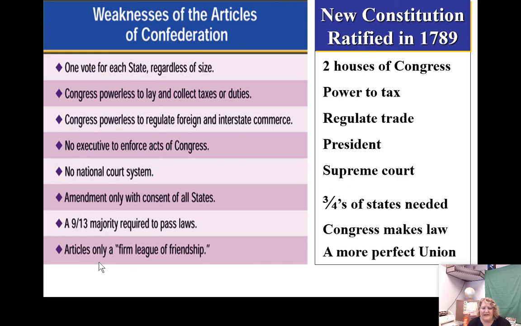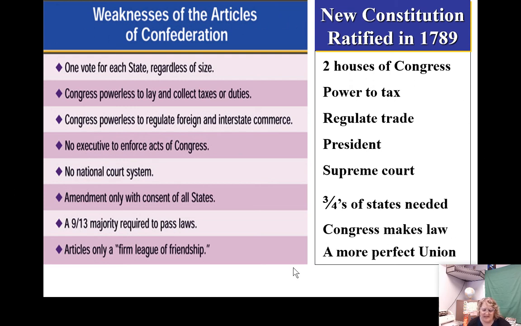Okay, so the idea here with the Articles was a firm league of friendship, which basically was just a treaty, right? They were a treaty of independent states working together. And now under the Constitution, the phrase in the first sentence is a more perfect union. So your English teachers will tell you more perfect isn't possible, but in the Constitution, they said more perfect. All right, so let's take a look. This is how these weaknesses are addressed.